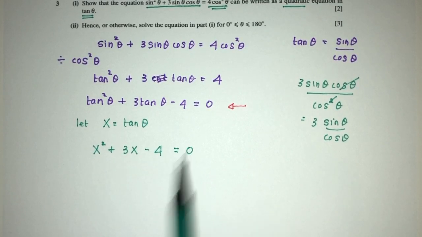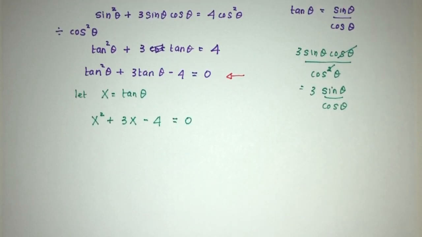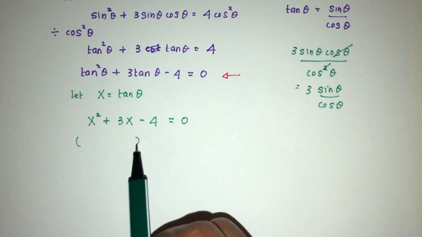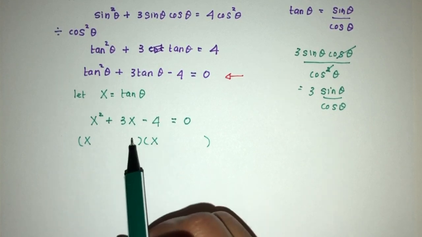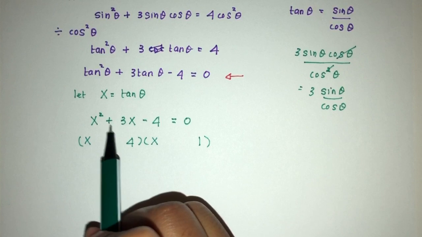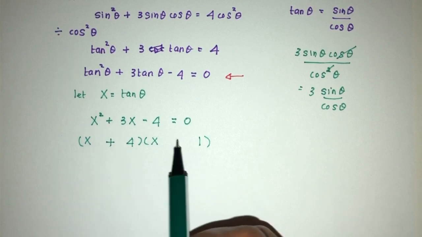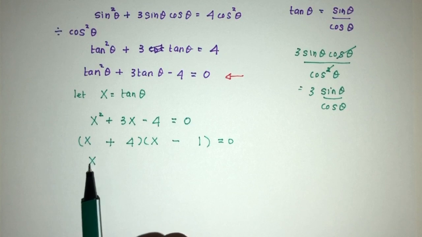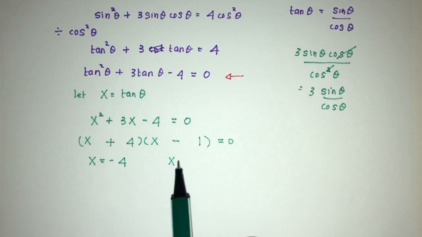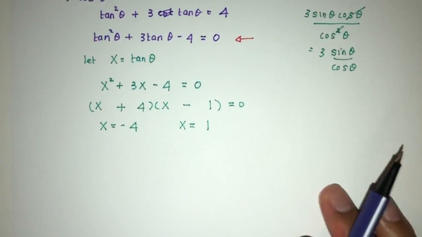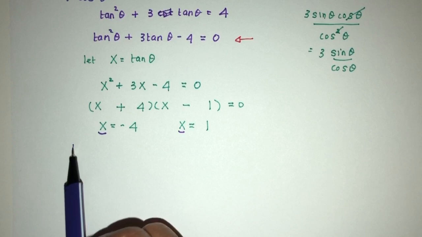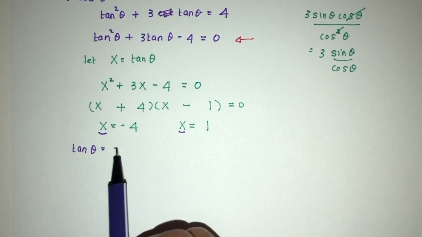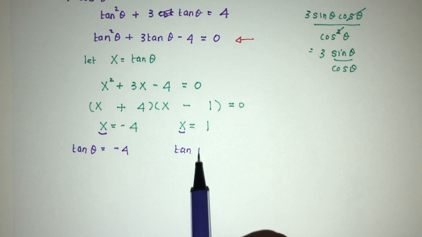Okay, now we can solve this pretty easily. You can do it by factorization, or you can use your formula. Let's try factorization. Here we have x squared, which is x times x, and 4 is 4 times 1. We need to have plus 3, so I have to have plus 4 minus 1. So x will be minus 4, or x will be the value of 1. So here we have two values to look for. Now again, we're not trying to find x, we're trying to find theta. So tan theta is equal to minus 4, and tan theta is equal to 1.